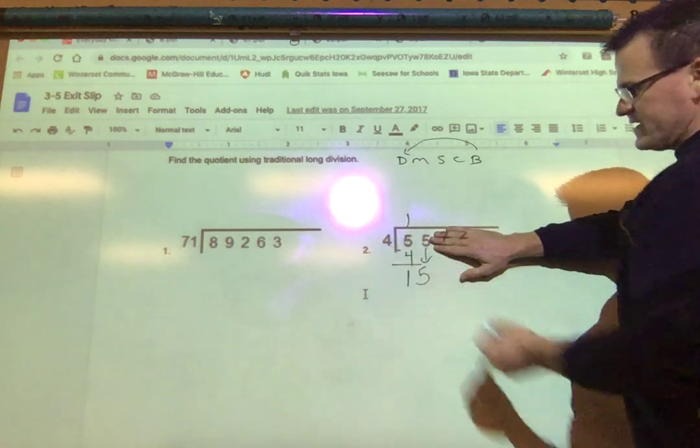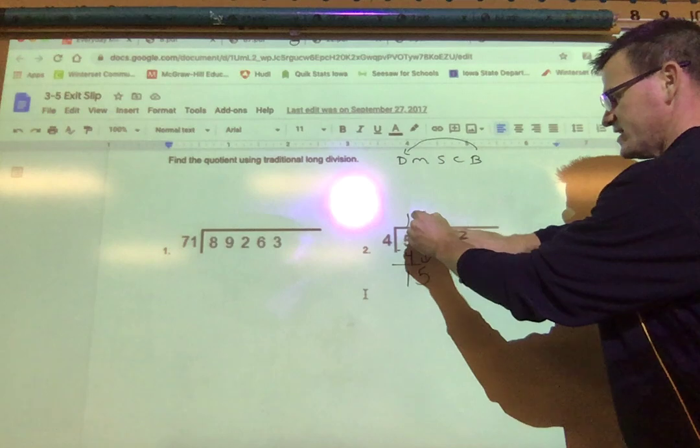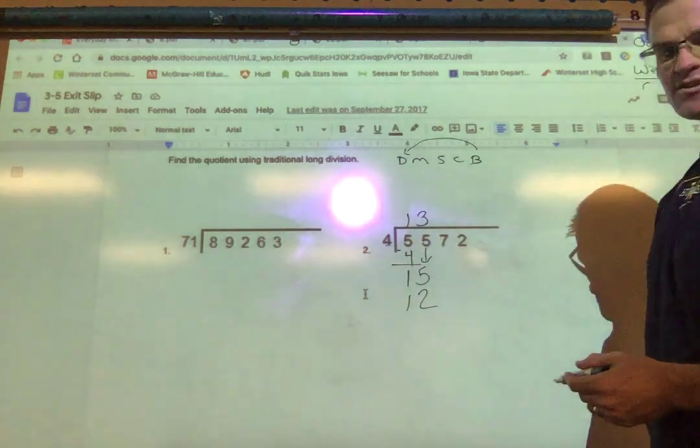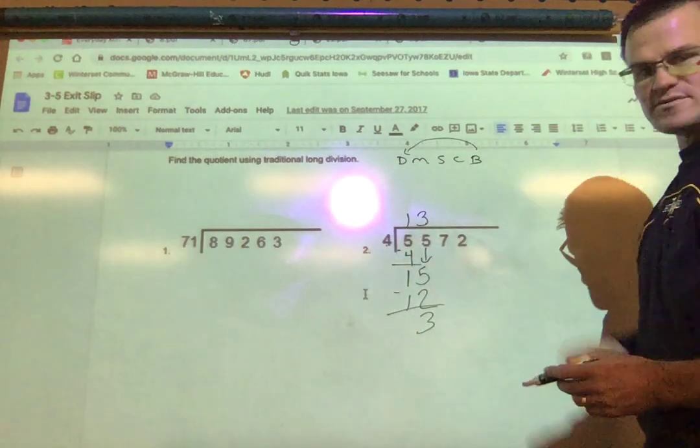If I have 15, how many groups of 4? Again, I know my facts. 4 times 3 is 12, so I know I can get 3 because 4 times 3 is 12. If I did 4 times 4, that's 16. That's too big. So now I subtract. I get 3. Check. That's less than 4. It was a good guess.